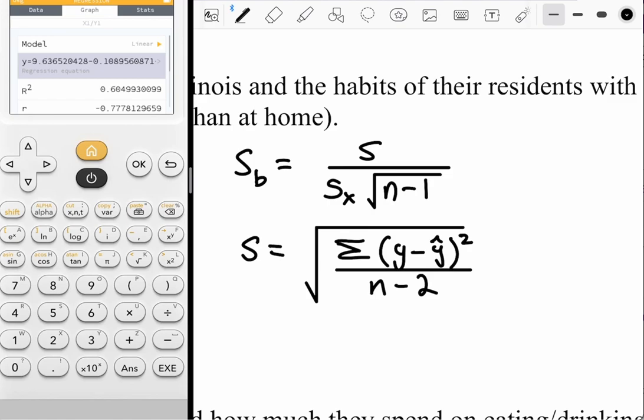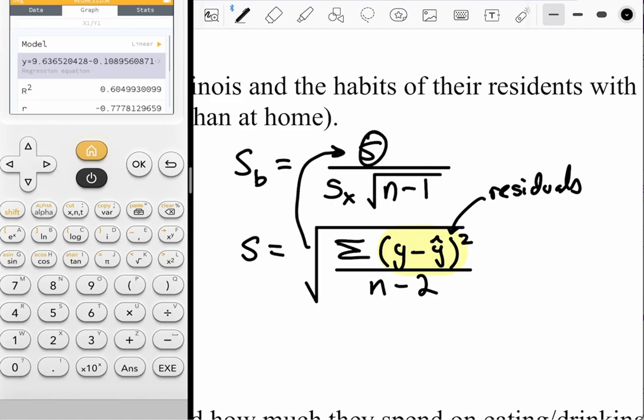So the y minus y hat part of it is the set of residuals. What you would have to do, I'll just talk you through it, is find the residual for each value, populate a list with it, square all those values, add them up, divide by 2 less than the total number of values in the set, then take the square root. All of that would give you this number here.